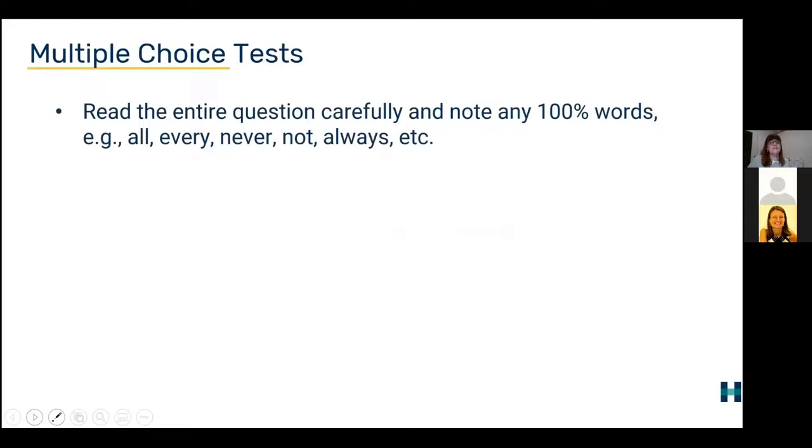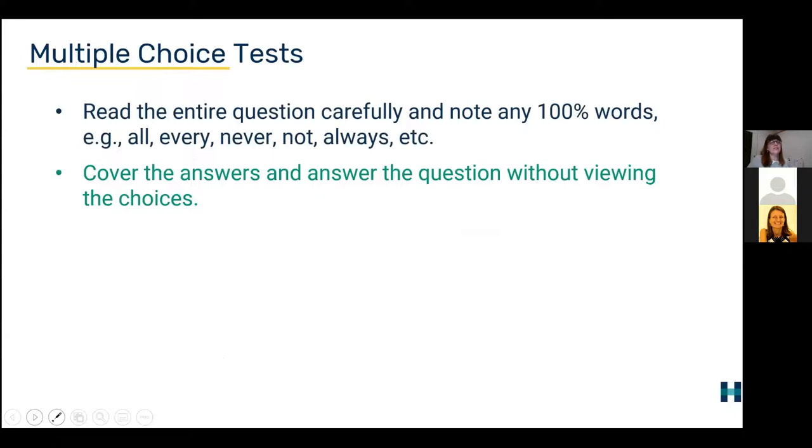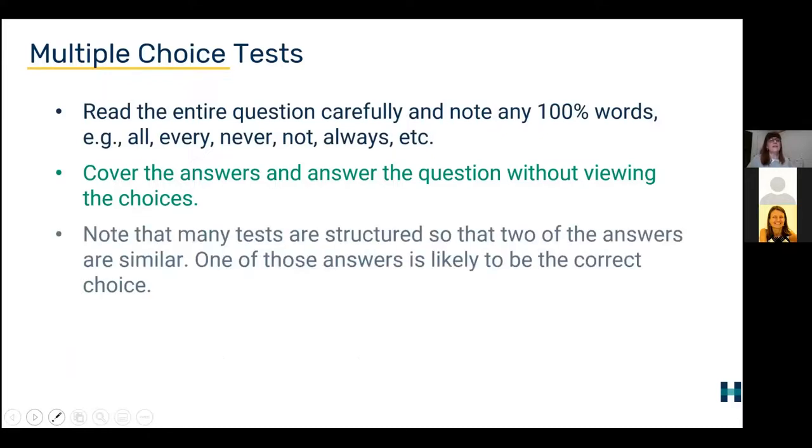Multiple choice: read them all and note any 100% words, like "every single one" or "never." Often that's kind of a trick question. I'm going to show you a strategy about covering up the answer in the next slide, so I'll hold off on that one for a second.